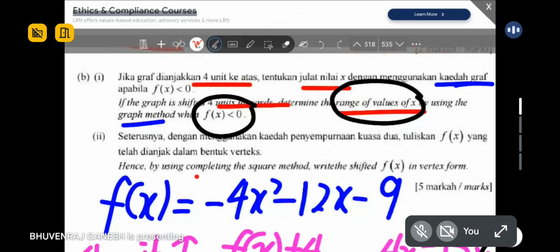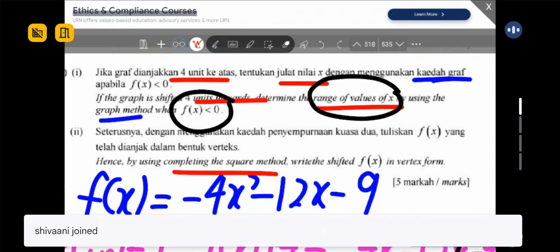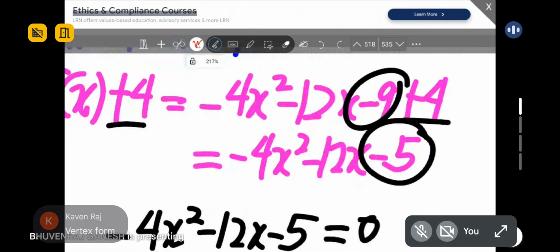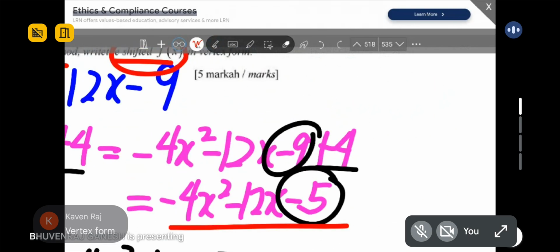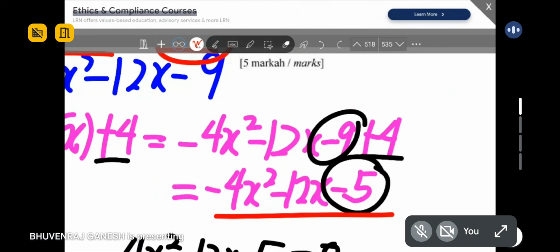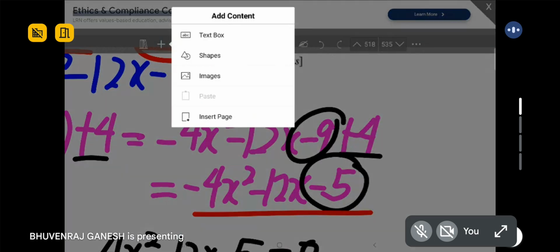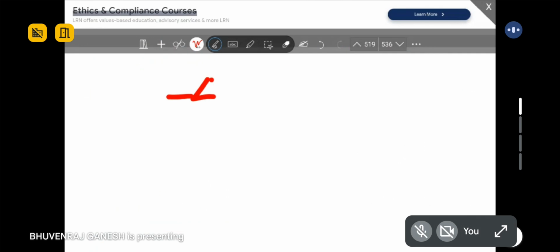All right. Okay, so now the completing the square method. Kaedah penyempurnaan kuasa 2. They say the shifted f(x). Shifted f(x) means this one, the one that has been changed. Okay, so you just need to do CTS over here. So you guys still remember or not? Yesterday only we discussed CTS, paper 1. Okay, so let me show you over here how to do CTS for this equation.